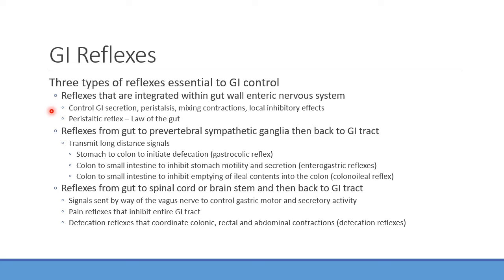Anyone ever heard of the law of the gut? Essentially, when I have distension, say a food bolus in one part of the gut, what do you think happens to the muscle before that? It wants to constrict, because by constricting it's going to force that food forward. The muscle after that food bolus, this area of distension, should relax, right? By doing that, you get a concerted effect with increasing squeezes forcing things along, while the muscle afterwards relaxes to allow that food to pass along. Okay, that's the peristaltic reflex.